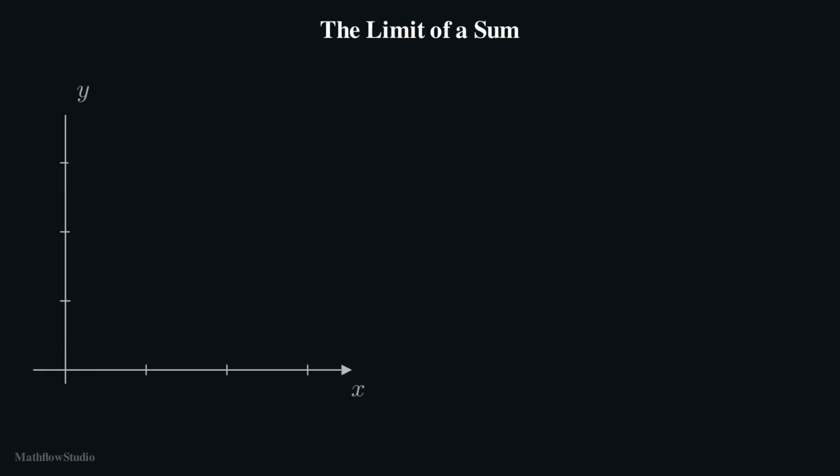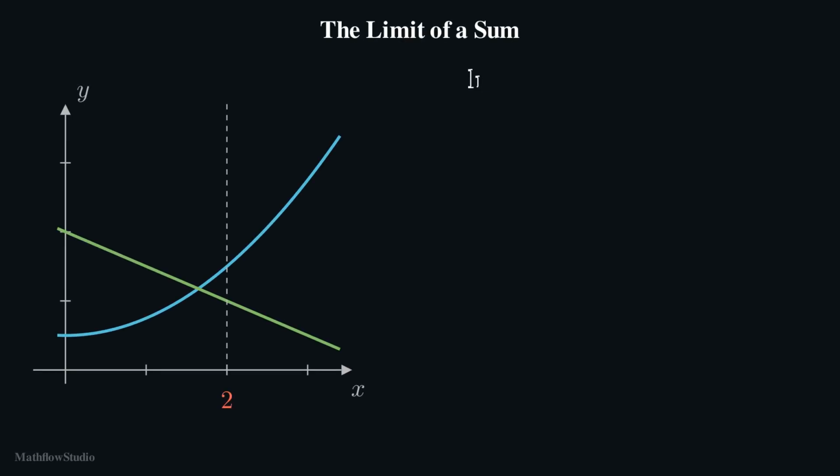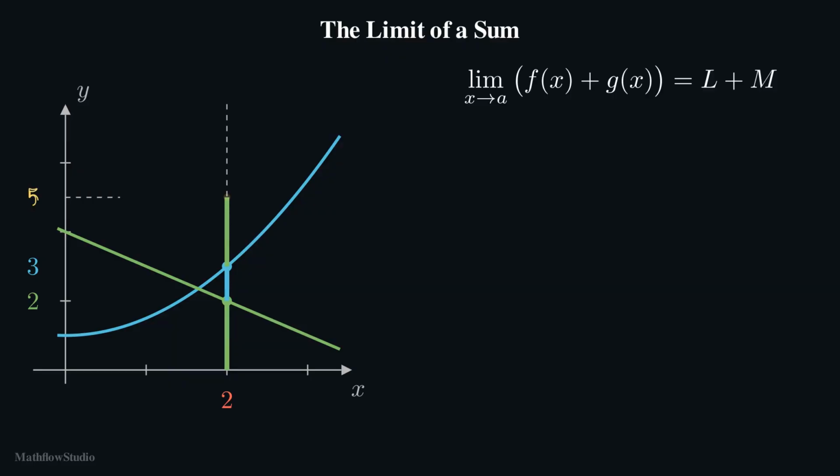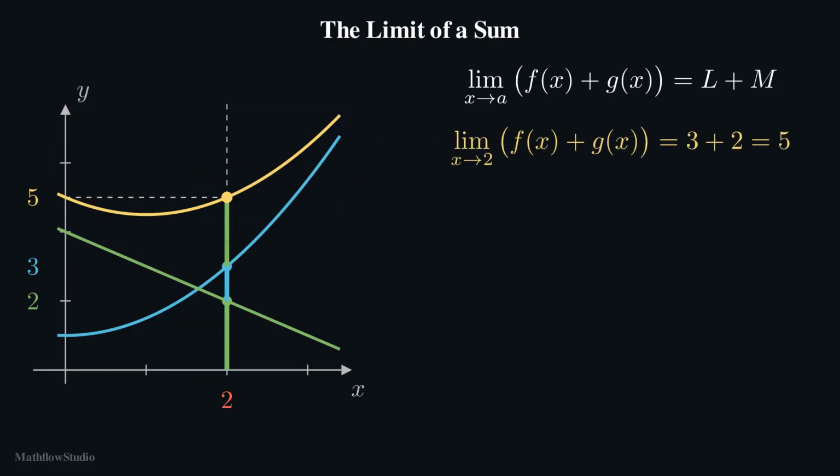The limit of a sum is the sum of the limits. The general form of the law states it for any two functions whose limits exist. At the input 2, the first height is 3 and the second height is 2. Stacking the second height on top of the first reaches 5. The sum function passes through exactly that height at exactly that input. The worked case is the two marked heights added.